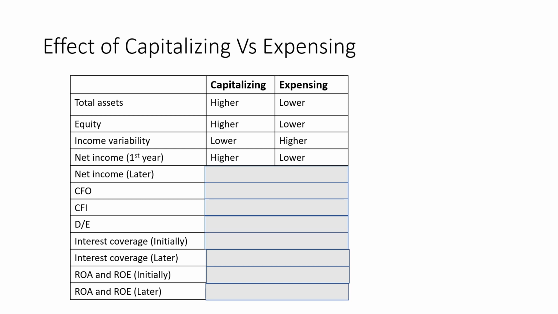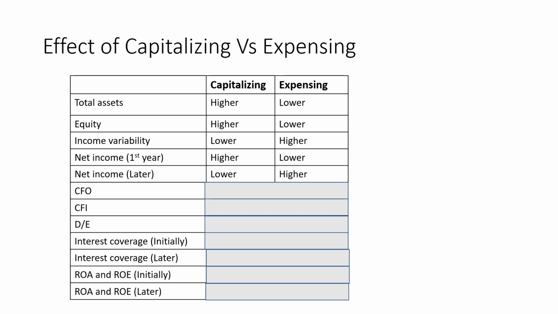In the latter period, we know that if we capitalize a cost, then we have to depreciate it or amortize it. Then, under this method, the net income value would be lower if we capitalize it. But in the expense method, we are charging it directly to the income statement in the relevant period. So, in the later period, if we expense it, then the net income would be higher. Why? Because we have charged it already in the initial periods.